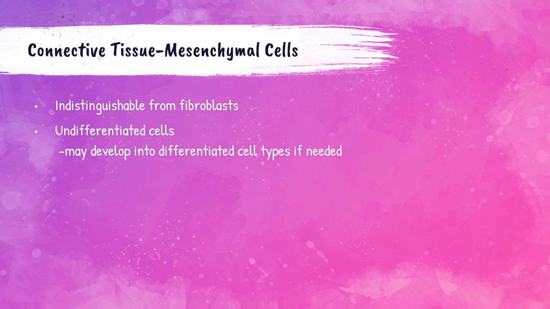Mesenchymal cells are cells that are undifferentiated, meaning they don't know what cells they're going to become yet. If a specific cell type is needed by the body, these cells can develop into differentiated cells, meaning they decide what cell line they will become. Mesenchymal cells cannot be distinguished from fibroblasts.